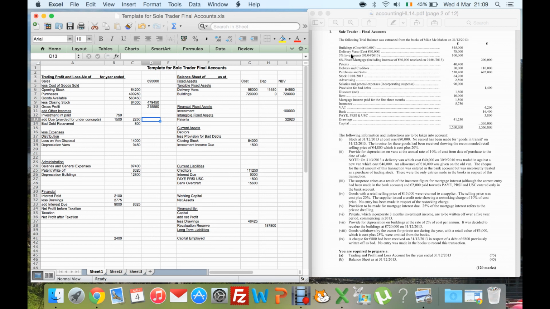So we have our buildings have been dealt with: vans, investment, mortgage, patents, debtors and creditors. Debtors is 50, and we have dealt with creditors 110. So debtors 50, and let's see, next one, person sales stock. We've dealt with advertising, 2.5 grand as a distribution expense. And provision for bad debts is 1,400, so I'm going to put that in here.